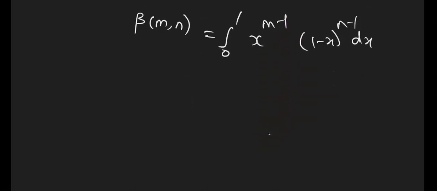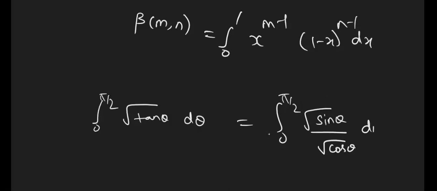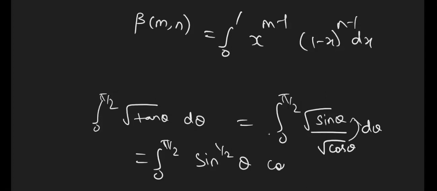For example, if they ask integral 0 to pi by 2 root tan theta d theta. So now I can write it as 0 to pi by 2 root sin theta by root cos theta d theta. So which is nothing but 0 to pi by 2 root sin theta. I can write sin power 1 by 2 theta. Denominator, if it comes to the numerator, cos power minus 1 by 2 theta d theta.